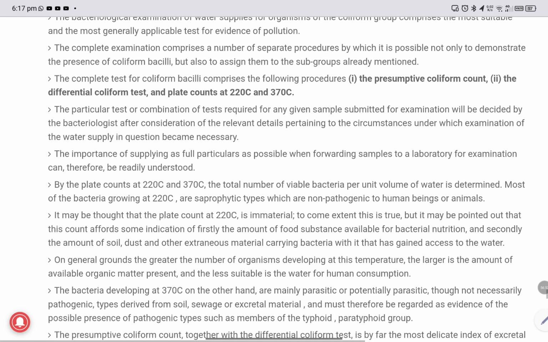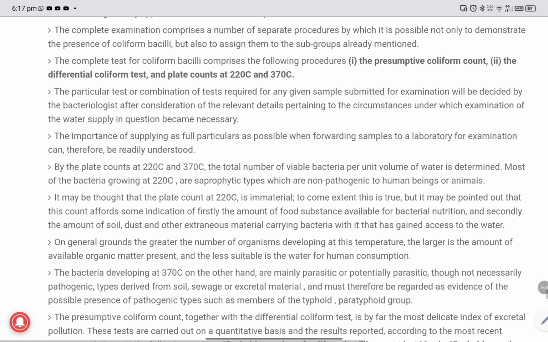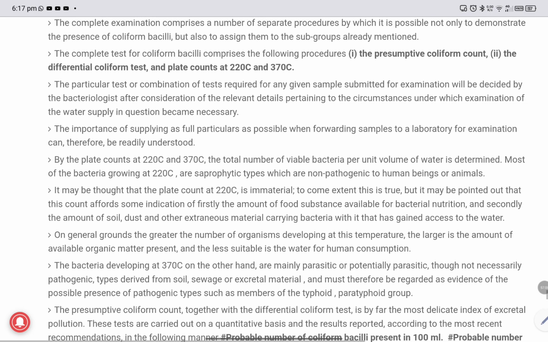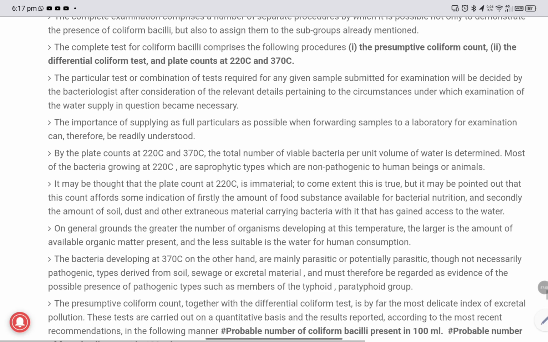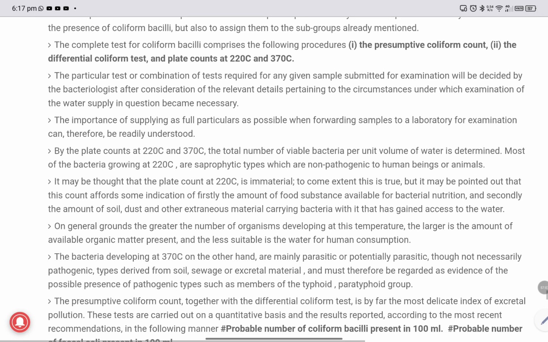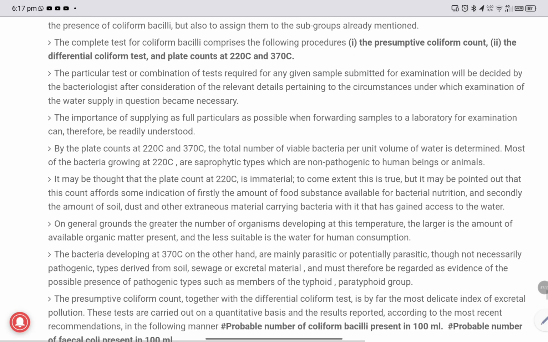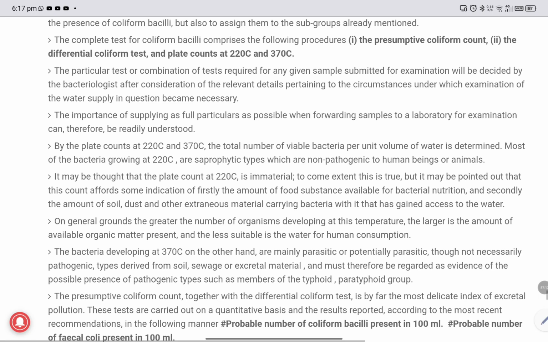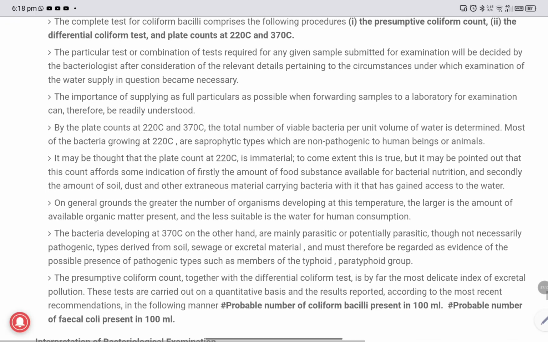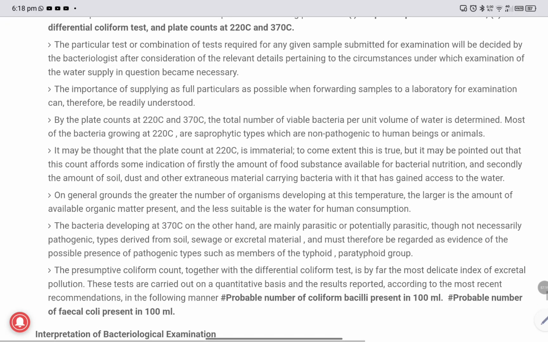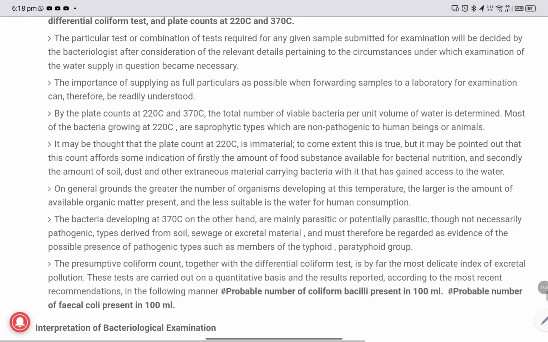The particular test or combination of tests required for any given sample submitted for examination will be decided by the bacteriologist after consideration of the relevant details pertaining to the circumstances under which examination of the water supply in question becomes necessary. The importance of supplying as full particulars as possible when forwarding samples to a laboratory for examination can therefore be readily understood.